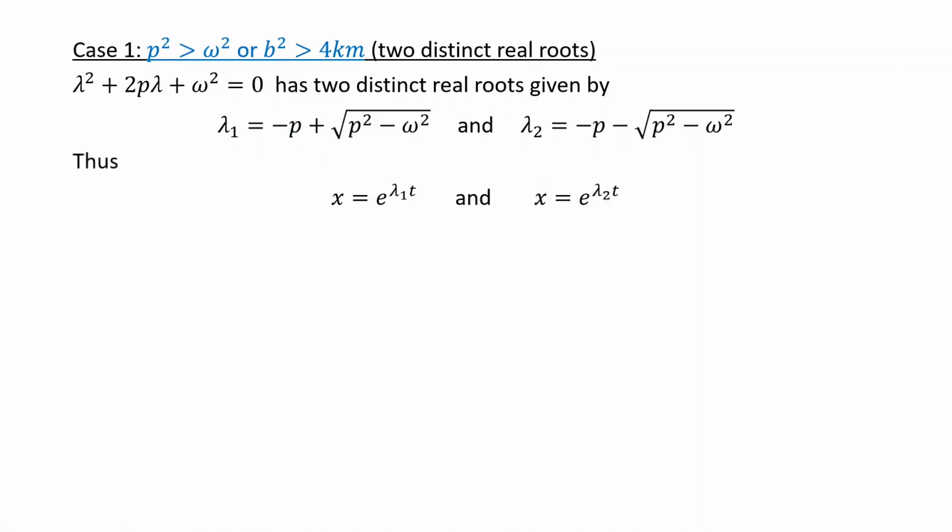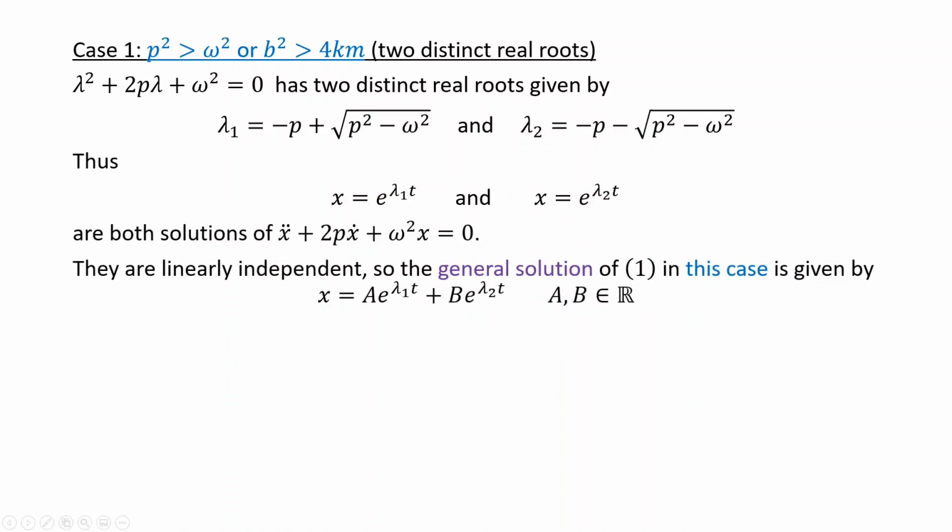So I've got those two solutions, and since lambda 1 and lambda 2 are different, these two functions are not multiples of each other, so they are linearly independent, as I want. Because they're both solutions and they're linearly independent, the general solution is of this form, which is great. I've now completely solved that original differential equation for the case that p squared is greater than omega squared, or p squared is greater than 4km.